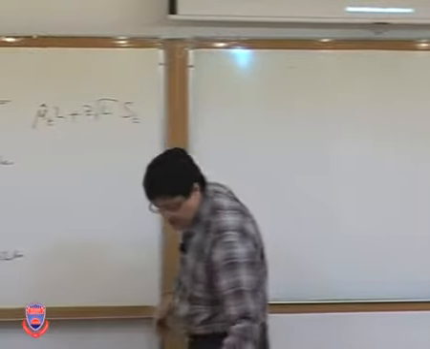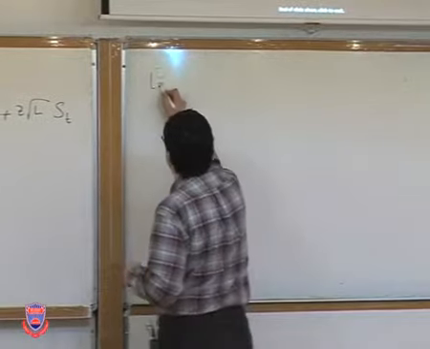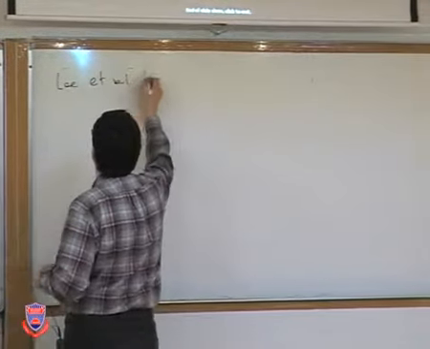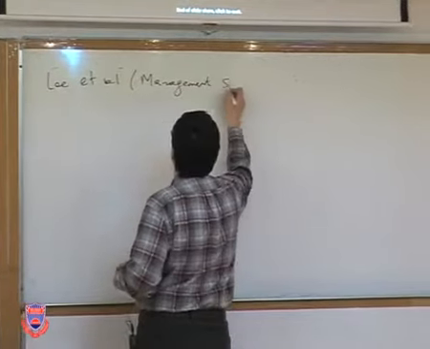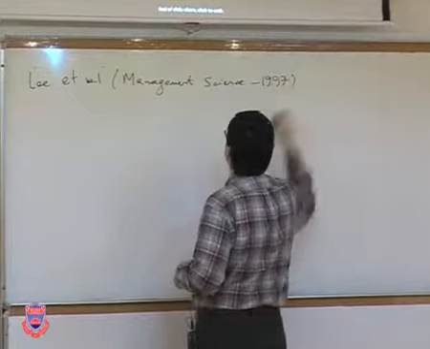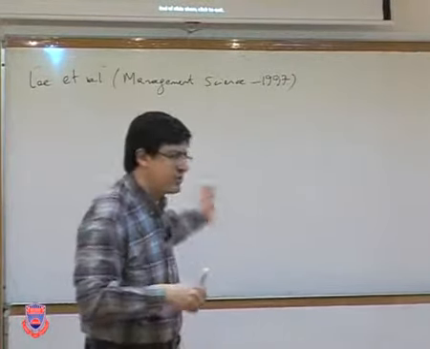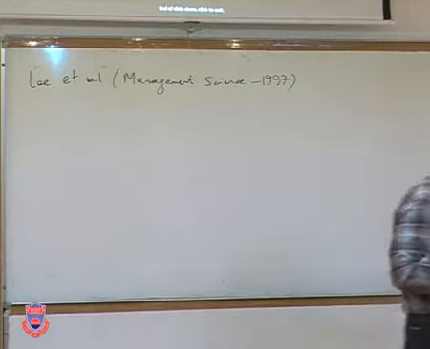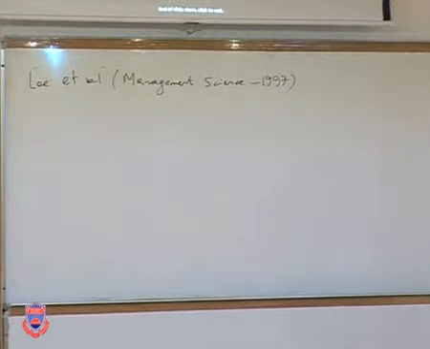So what we are going to do is the following. So this is the Lee et al. paper in Management Science. And this is 1997. Now, it turns out that this is one of the most cited papers, I think, in our area. In this area, well, including, I think, in operations research maybe.